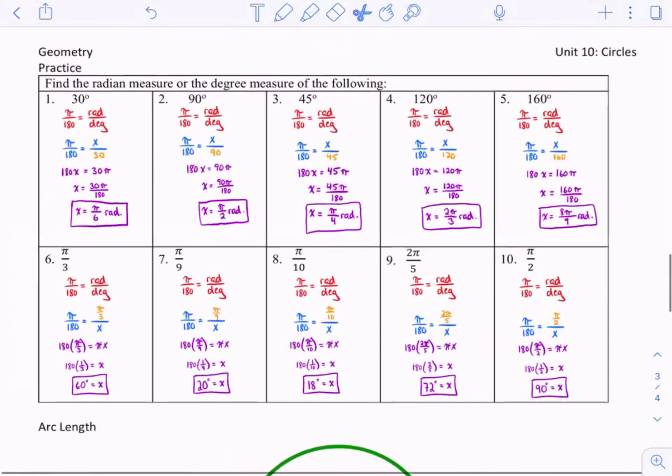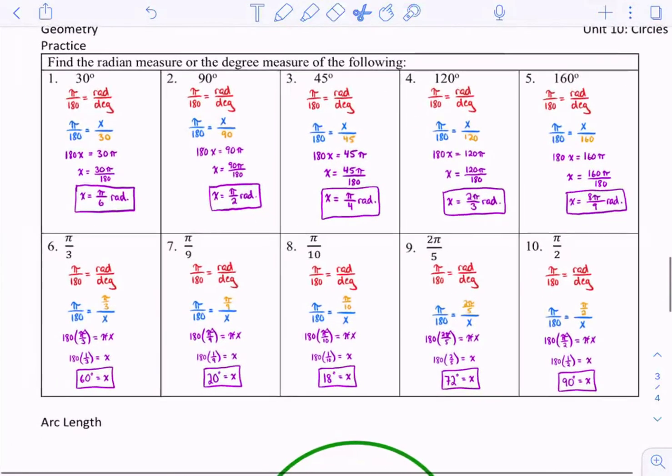Radian measure really truly helps us find the length of an arc. So really, this is why it's important to know radian. It's important to know other units of measure.